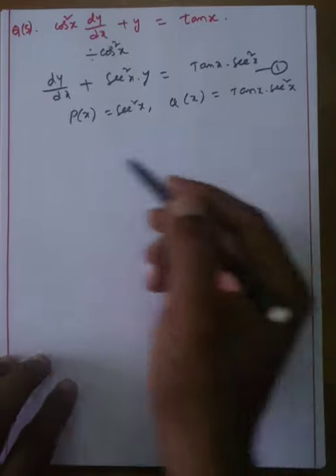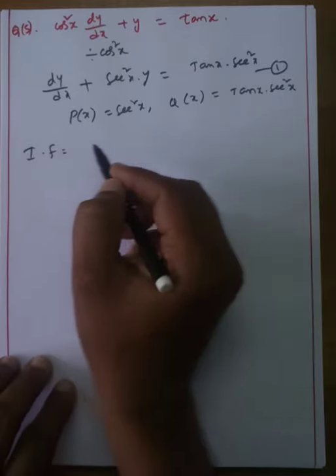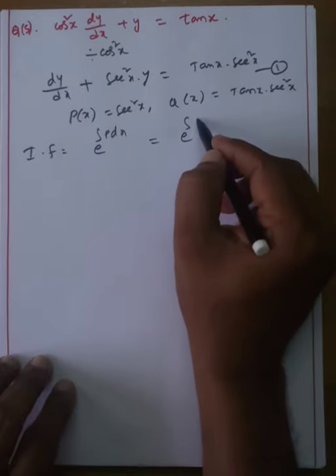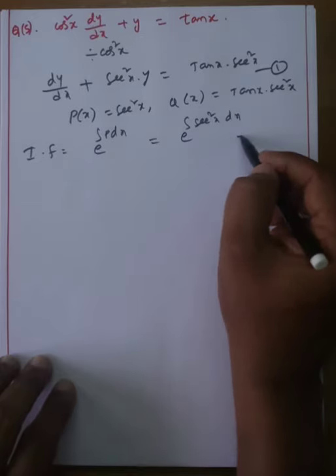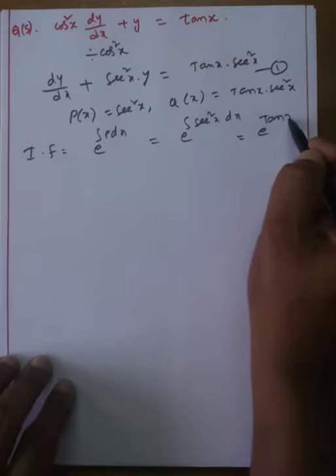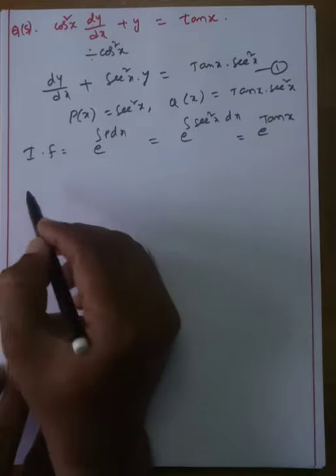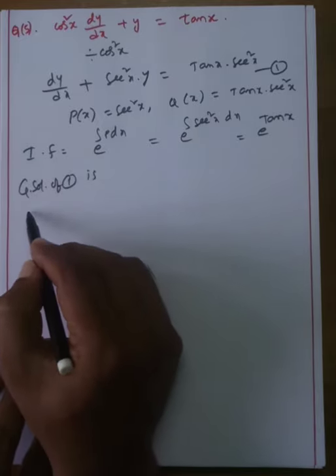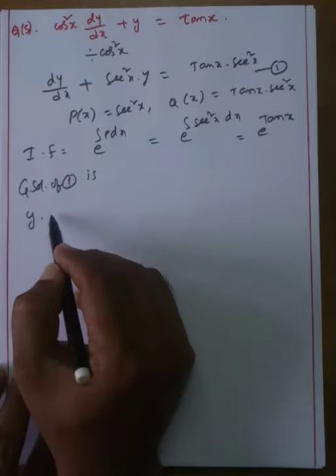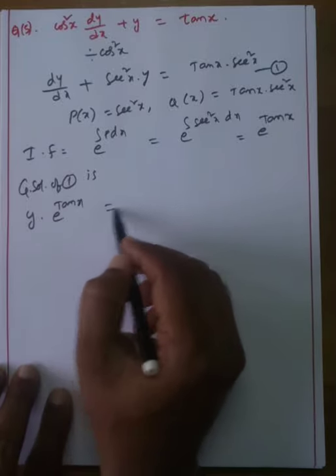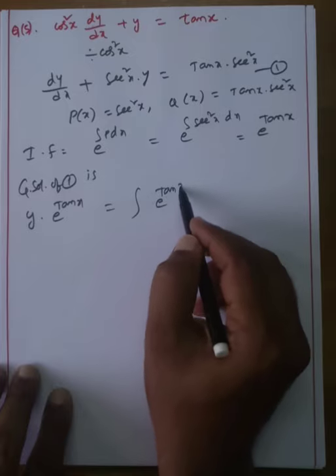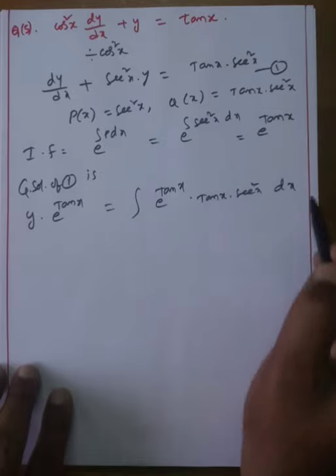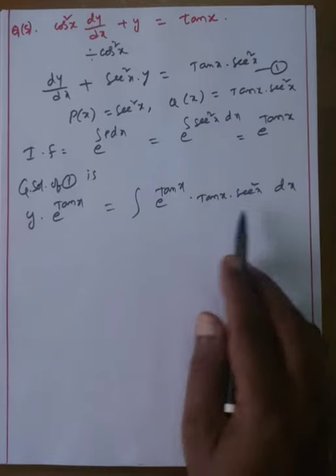Now the integrating factor is equal to e power integral of p dx. E power integral of secant square x dx, that is e power tan x. Now write the general solution of 1. The general solution is y into integrating factor, equal to the integral of e power tan x into tan x secant square x dx. This is the integrating factor, and this is q of x.